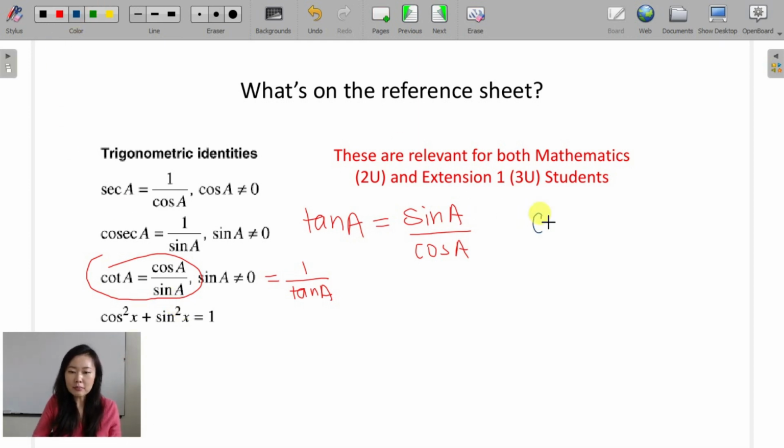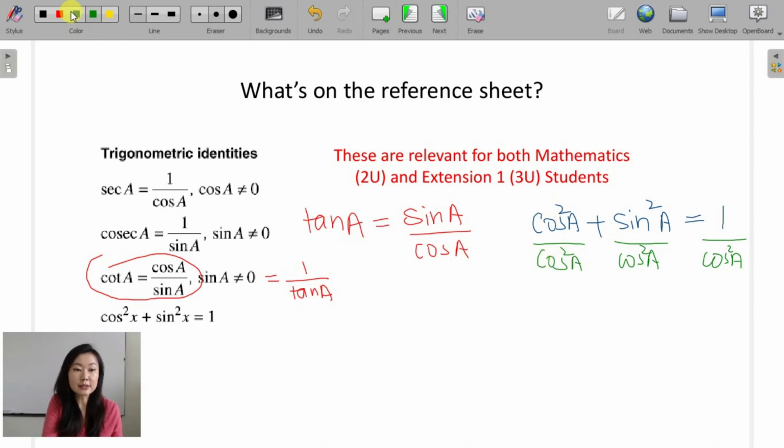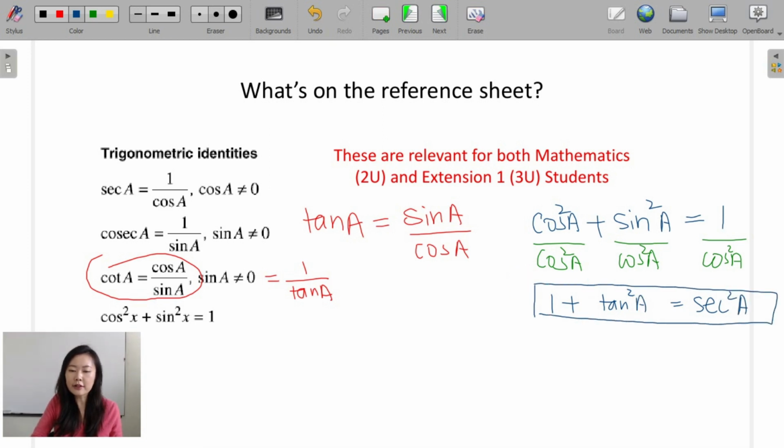So your starting point is cos squared A plus sine squared A equals 1. If you take this and divide everything by cos squared, cos squared divided by cos squared is 1. Sine on cos is tan, and squared for this one. And 1 on cos is sec, so sec squared. All right, so that's another variation of the Pythagorean identity.